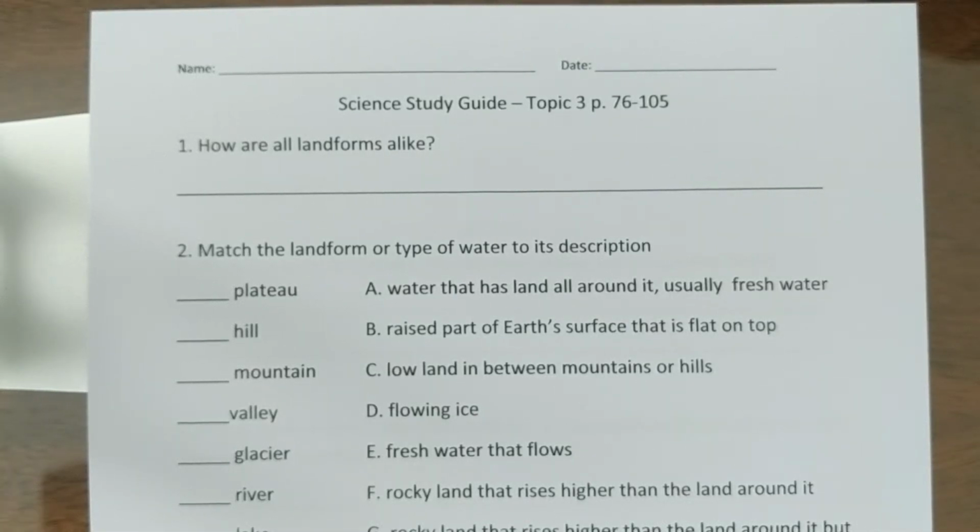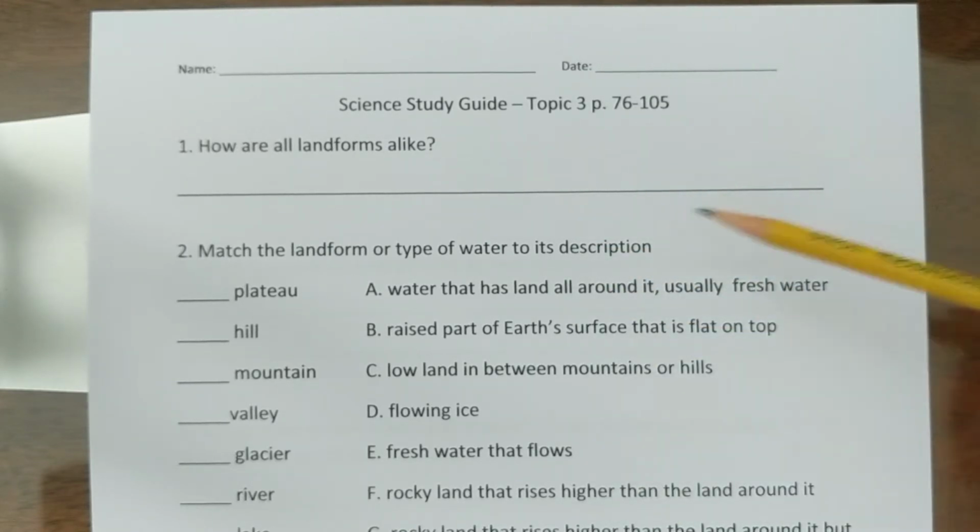We are going to be going over the corrections for your science study guide on topic 3. Please make sure you're correcting this carefully with your red pen. You should have already done it in pencil. And we're seeing how you did because you don't want to study the wrong answers. So make sure you're paying attention.